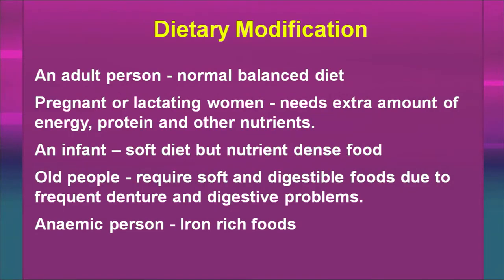An adult person requires a normal balanced diet. Of course, everybody needs a balanced diet, but with the change in factors we have just talked about, there is a little change in the other factors also. During pregnancy or lactation, there is a need for extra amount of energy, protein, iron, folic acid, and other nutrients. During infancy, there is a need for soft diet but nutrient dense foods. For older people also, there is a need for change in the consistency, so they need soft, digestible foods, because they may have problems with dentures or digestive problems. An anemic person has another problem with the health condition, so you require iron rich diet, which should also include lots of vitamin C.